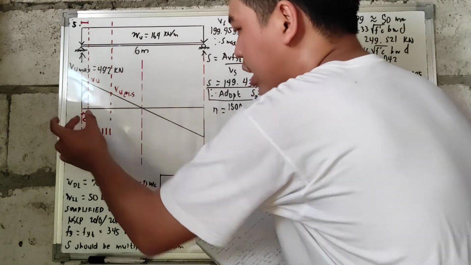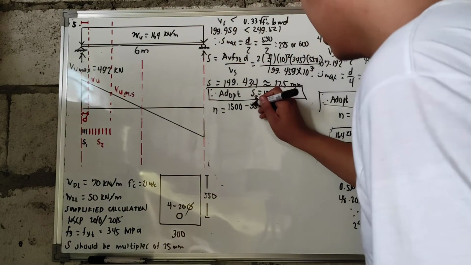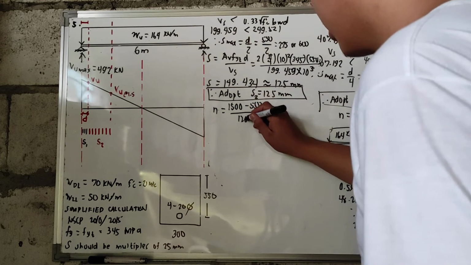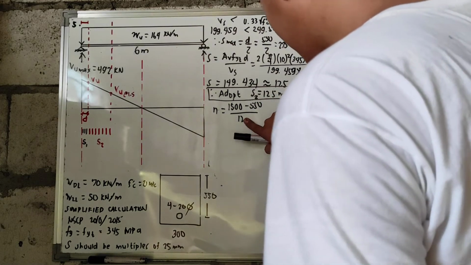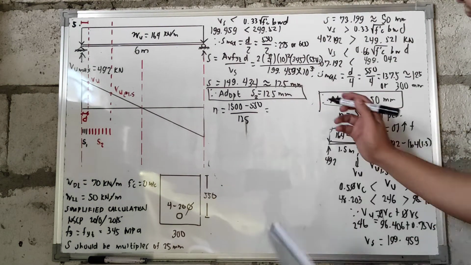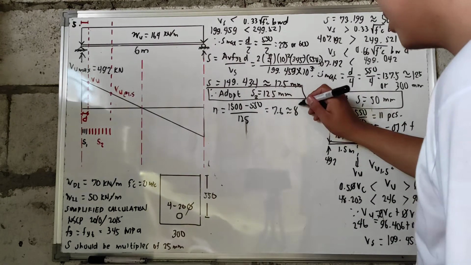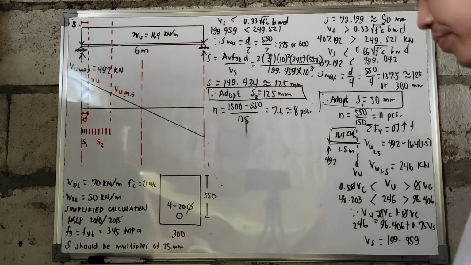Minus, etong nauna na hinilera natin. Yung D natin, that is 550. Divide natin sa spacing na 125. So, ilang piraso yung stirrups yung malalatag? So, you have 7.6 pieces. Wala namang butal na pieces. So, gawin natin siyang 8 pieces.